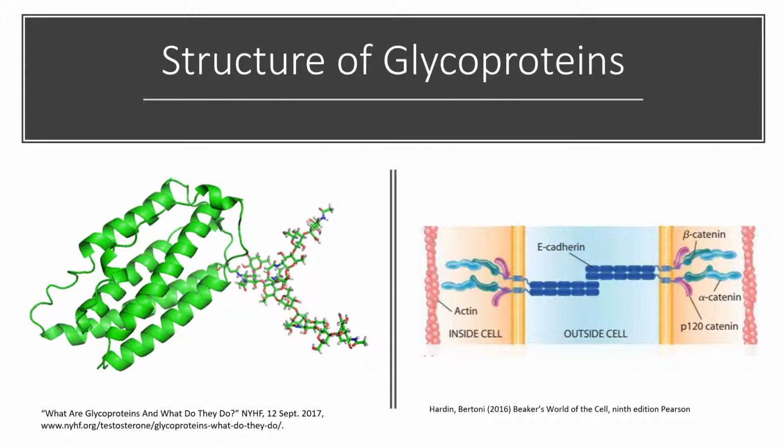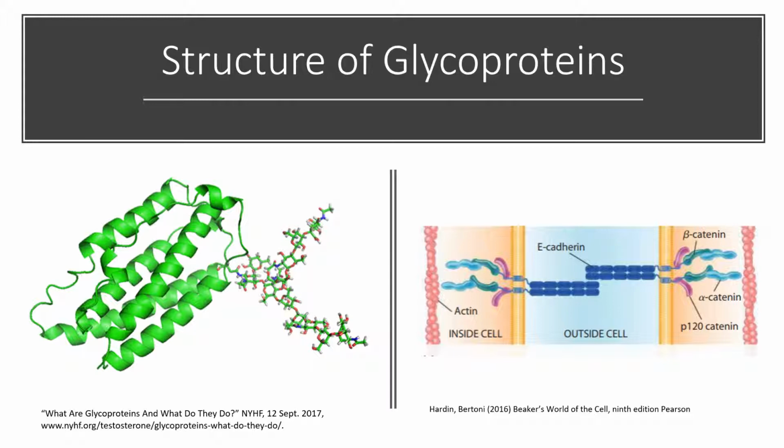Here we have a picture of a glycoprotein. You can see the one on the left. They have the helixes that are part of the protein, and that's the part that's usually embedded in the membrane of the cell. And then on the side to the right of the protein, you can see the carbohydrate groups that are attached to it.